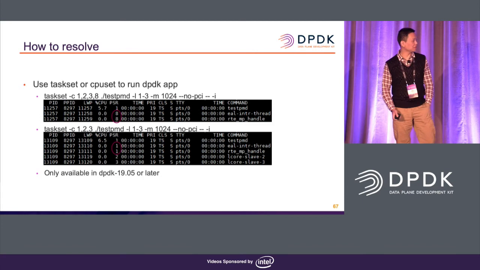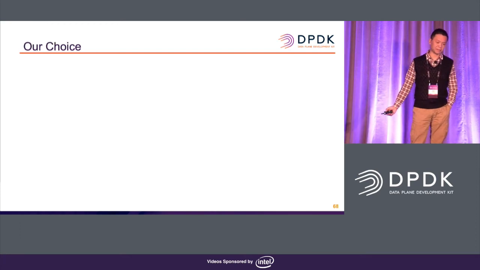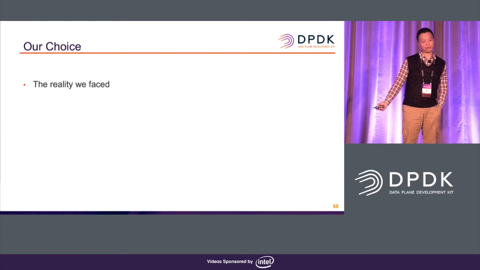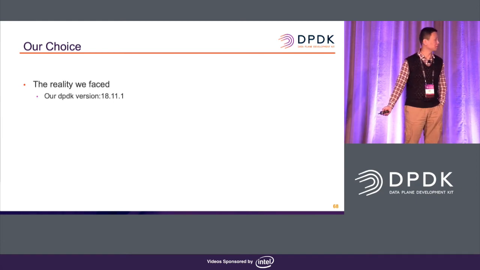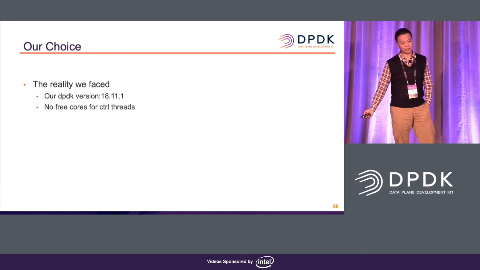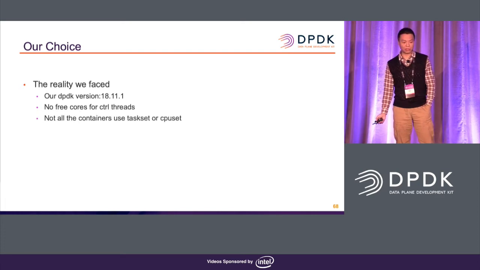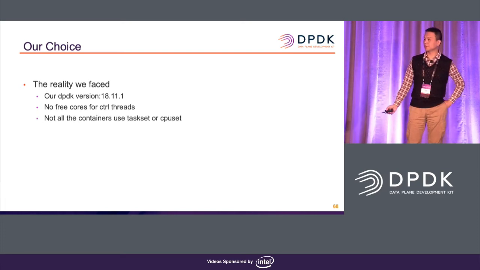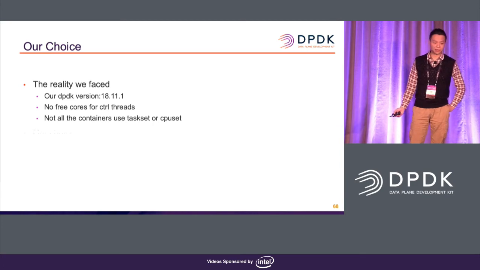But this solution is only available in DPDK 19.05 or later. Our choice, the reality we faced, is our DPDK version is 18.11.1. And there are no free cores for control threads. And not all the containers use taskset or cpuset.